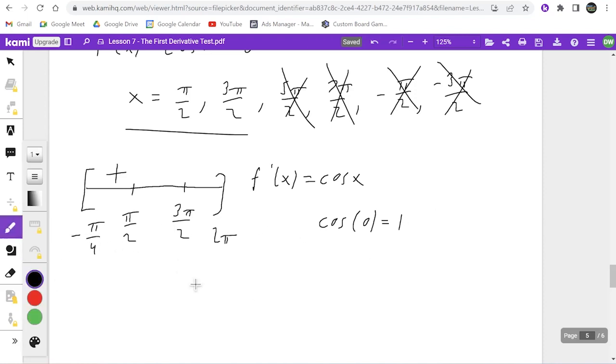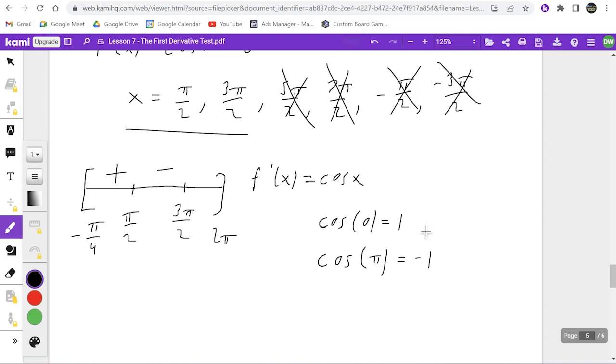Okay, next, I need a value between pi over 2 and 3 pi over 2. Any suggestions? Pi? Yeah, I think pi is the easiest. The cosine of pi is negative 1. That's just negative. And then finally, I need a number between 3 pi over 2 and 2 pi.